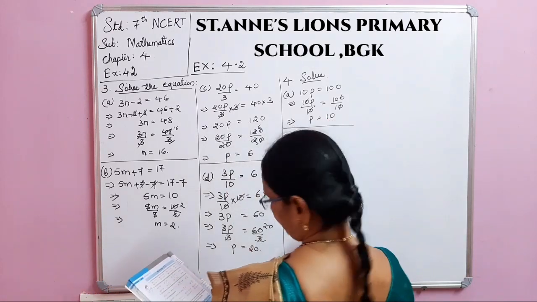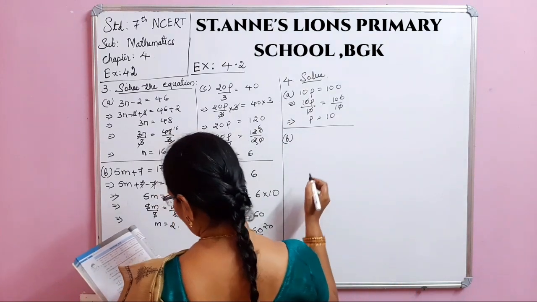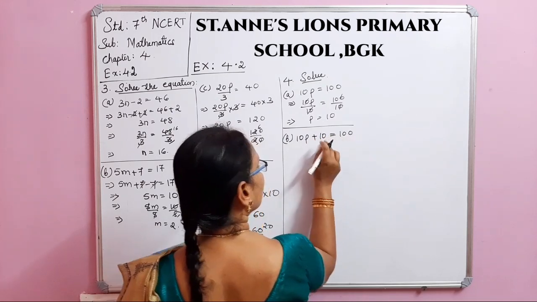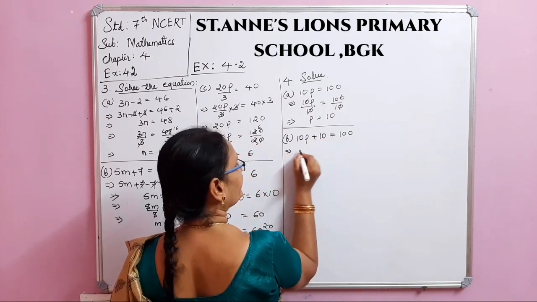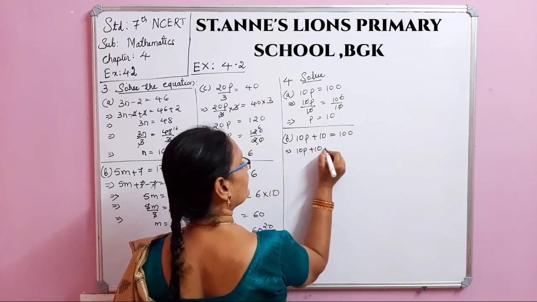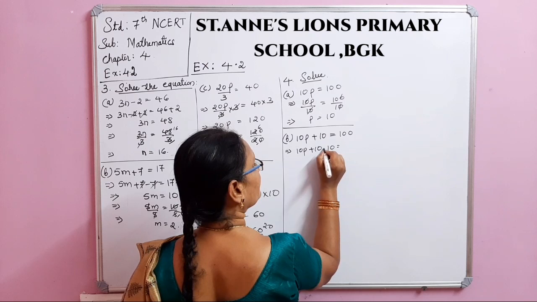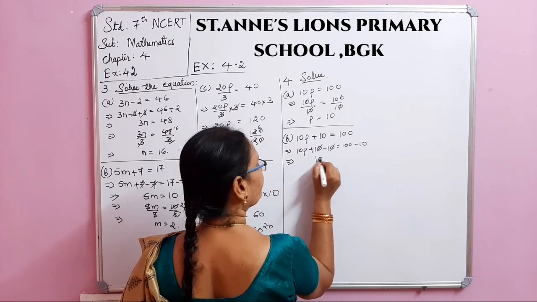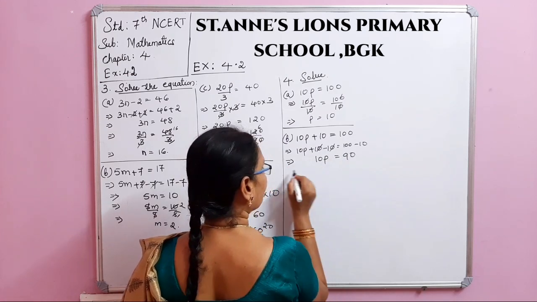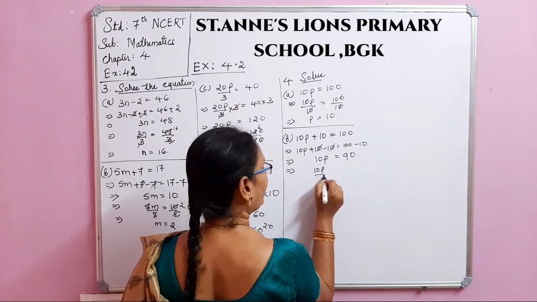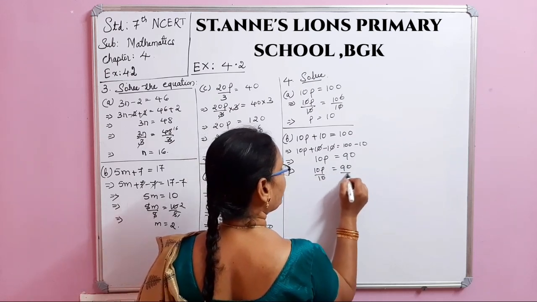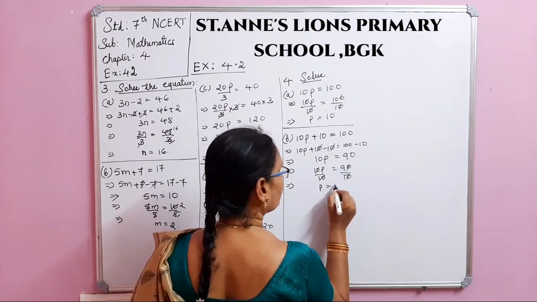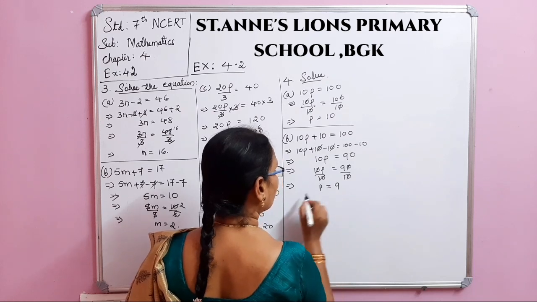Next, b. 10p plus 10 is equal to 100. First we have to remove this 10. 10p plus 10 minus 10, 100 minus 10. So 10p is equal to 90. Now 10p by 10 is equal to 90 by 10. Now p is equal to 9.